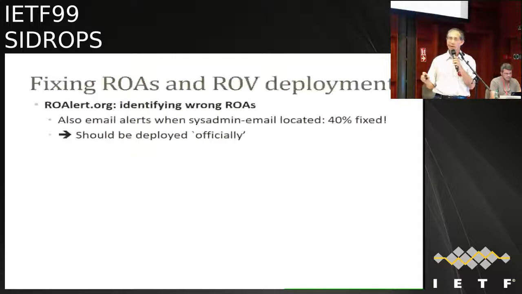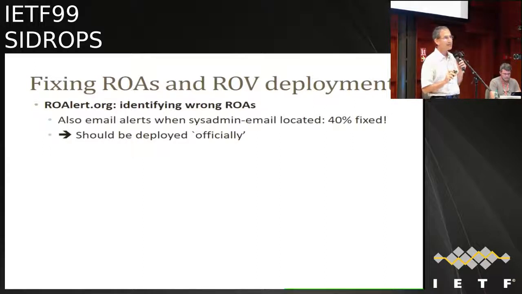Okay. So, first, RAW Alert. RAW Alert is a simple website and web service which identifies these incorrect, wrong ROAs. And when we do identify them, we actively, or rather reactively, or proactively, well, anyway, we send emails to all the operators that we can identify. Currently, we are not doing the best job of identifying the operators. We should improve on that, actually. But of the ones that we did locate and were able to contact, about 40% actually fixed the error.